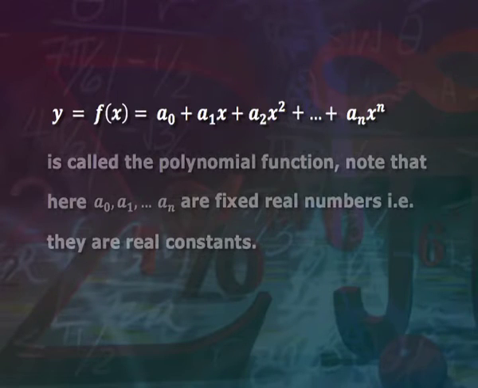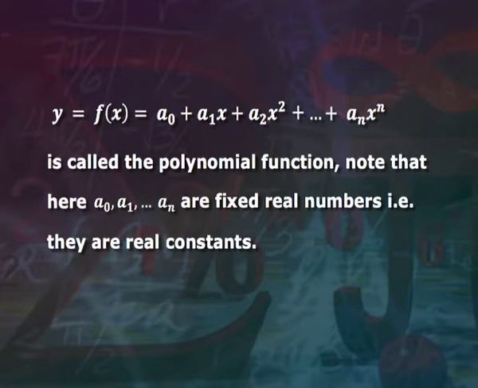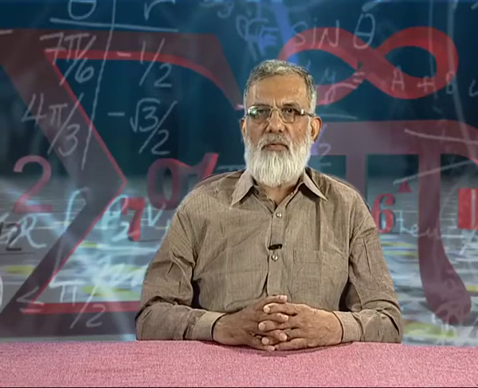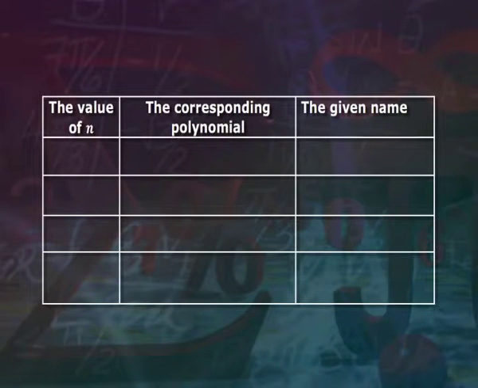Polynomial function. The function of the type y = f(x) = a0 + a1 x + a2 x square, and so on up to an x raised to n, is called a polynomial function. Note that here a0, a1 up to an are fixed real numbers, that is, they are real constants. Depending on the different values of n, the functions that we get are given definite names. These names are summarized in the table.